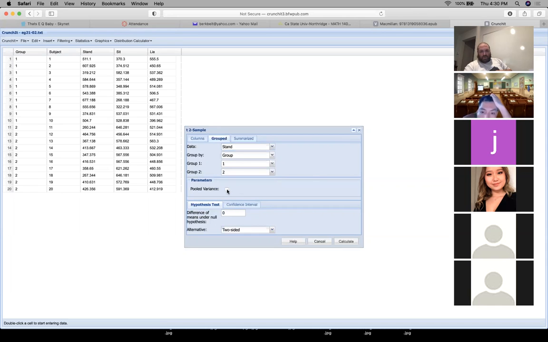So the question is, do we want to pool the variance? Remember, we don't know sigma here. But the question is, even though we don't know it, do we think that they have the same sigmas? If we think they have the same sigmas, then we pool. If we don't think they have the same sigmas, then we don't.